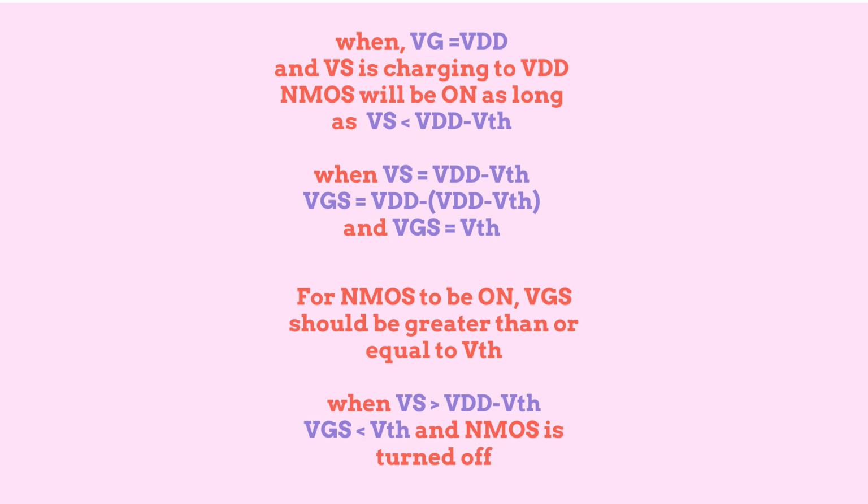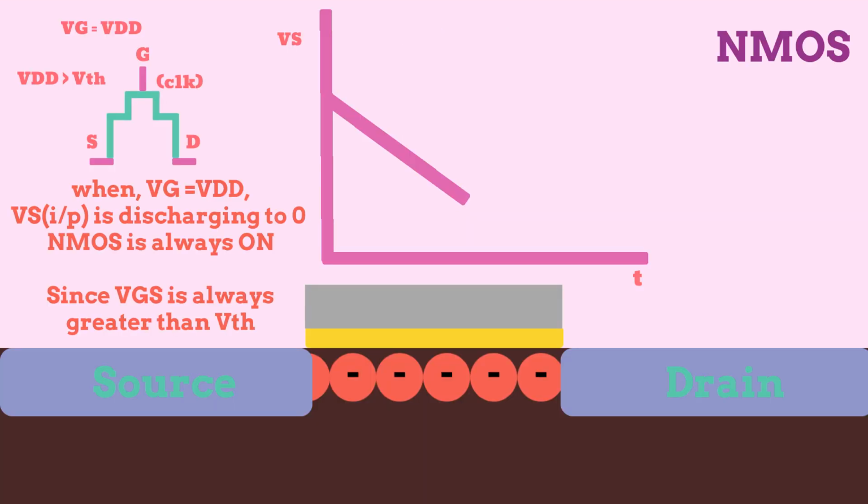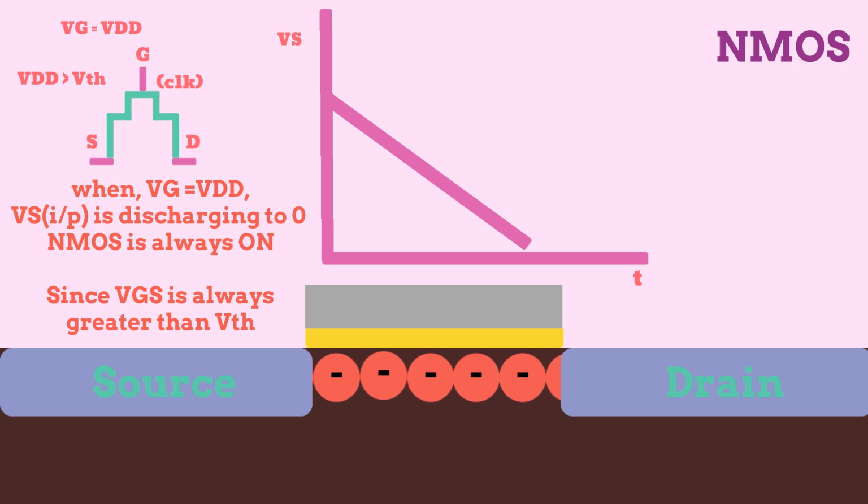We saw that NMOS is turned off before Vs is charged to VDD. When input is discharging to 0, NMOS is always on since VGS is always greater than VTH. NMOS is not good at passing 1, but NMOS is good at passing 0.